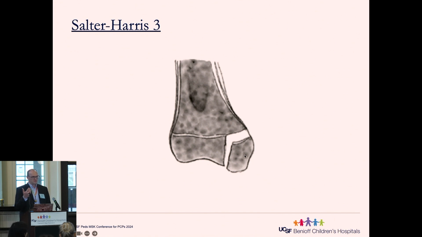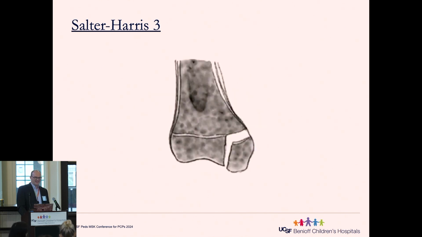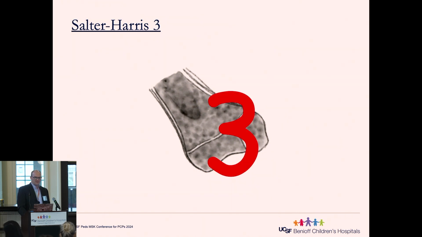Displacement at a joint surface is different than displacement in a metaphysis, all right? So I'm starting to already think there's a little bit more of an involvement here, something that I'm gonna have to worry about from a long-term fracture healing standpoint. So Salter-Harris 3 goes across the joint space, all right?